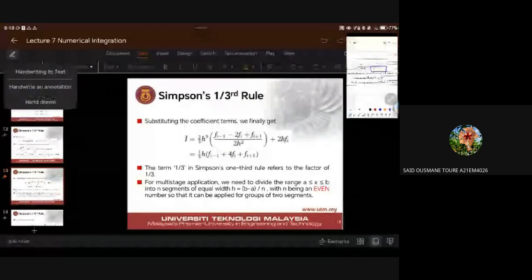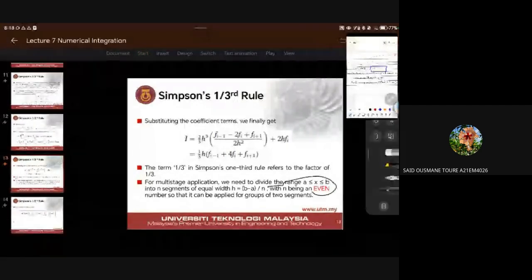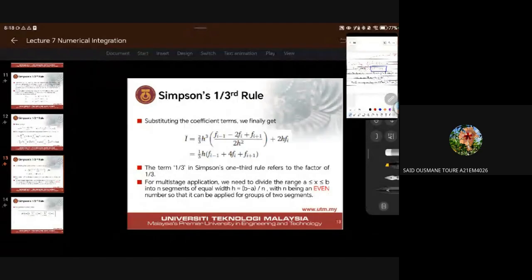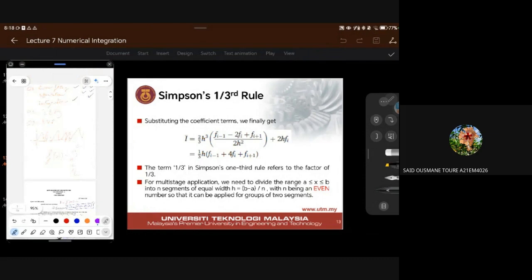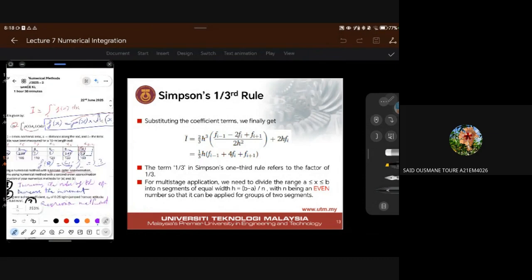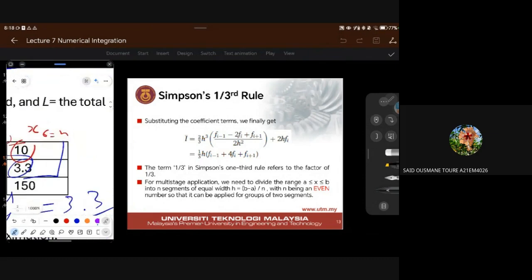N has to be an even number. Here, what is the value of our n? 6, right? Right or wrong? The value of n. For the Simpson 1/3 rule, if you want to use it, your number n, meaning the number of x values provided, has to be an even number.